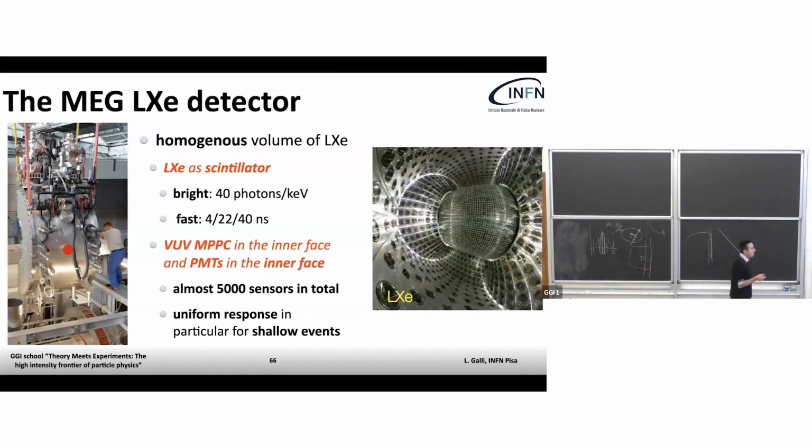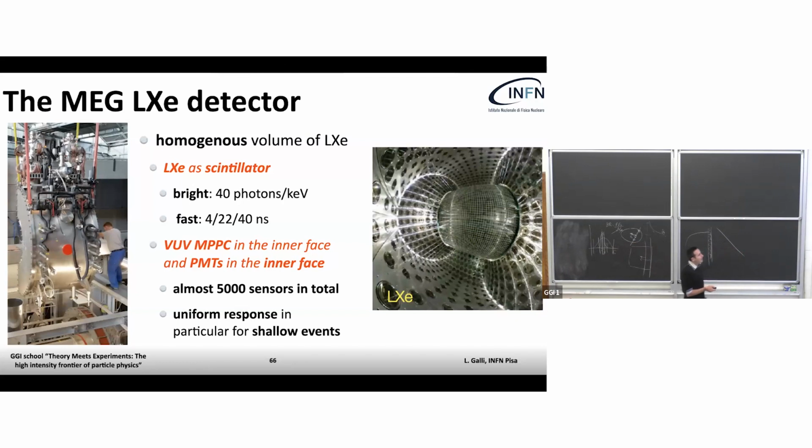Indeed, xenon is fast. It has 3 different decay times. So we will see somehow why those are different, but it's of the order of nanoseconds, not so far from organic scintillators. And it's very bright because it has 40 photons per keV.